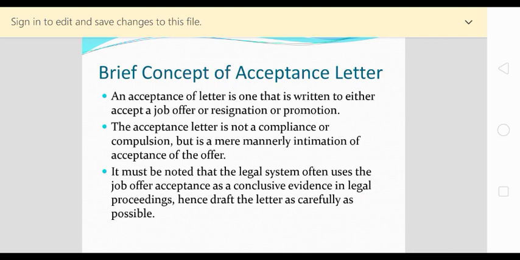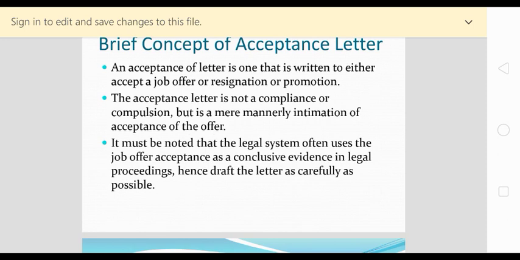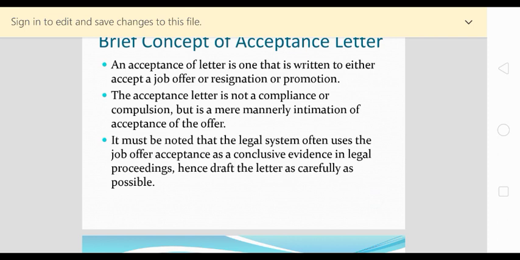What are the forms of letter that come under this category? You can see the slide and follow it while listening to my audio. An acceptance letter is one that is written to accept a job offer, a resignation, or a promotion. If you got a job, you will send back an acceptance letter saying that yes, I am interested in being appointed to this job. This is how you show confirmation through your acceptance letter.